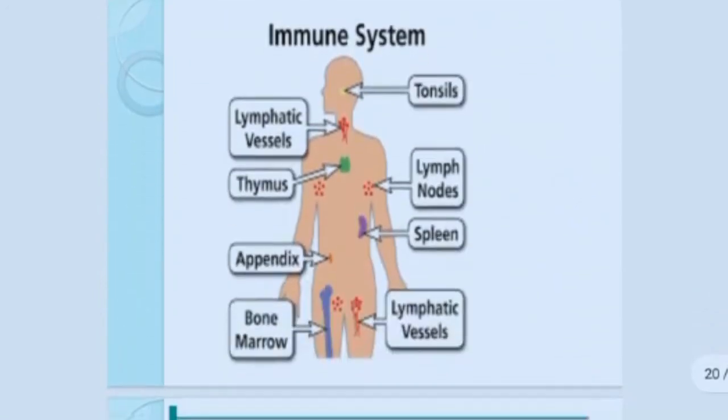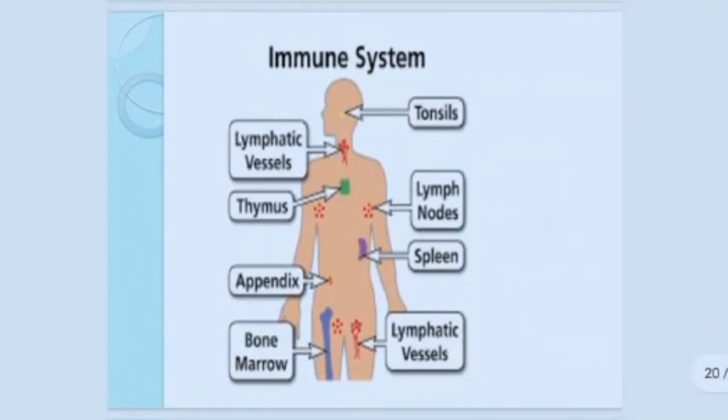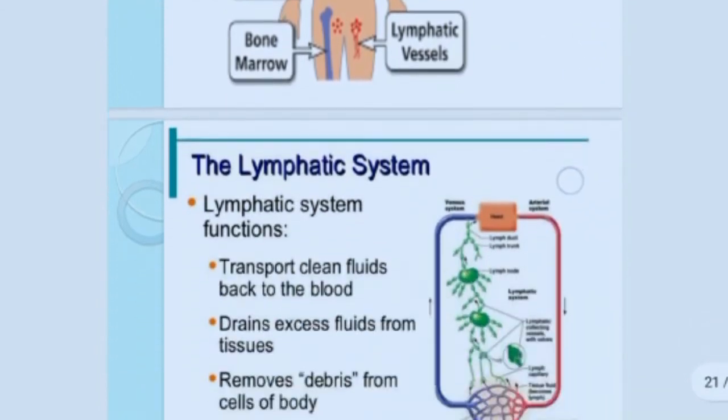Here you may see the parts of our immune system. The lymphatic system also helps our immune system. Its major organs are tonsils, lymph nodes, spleen, lymphatic vessels. It also consists of bone marrow, appendix, thymus. These are all parts of our lymphatic system.